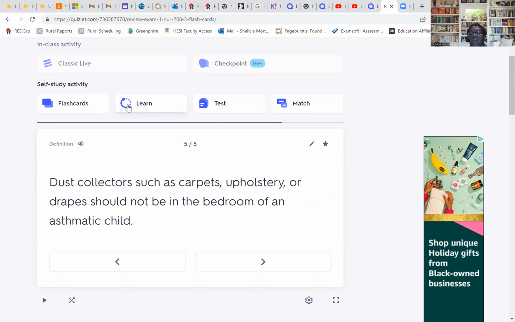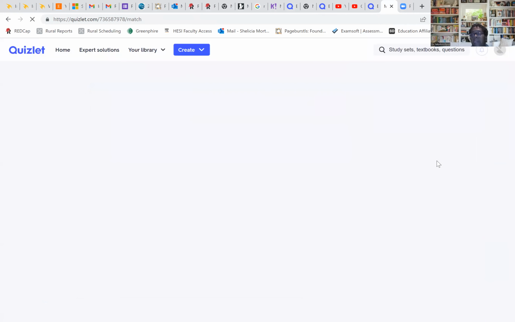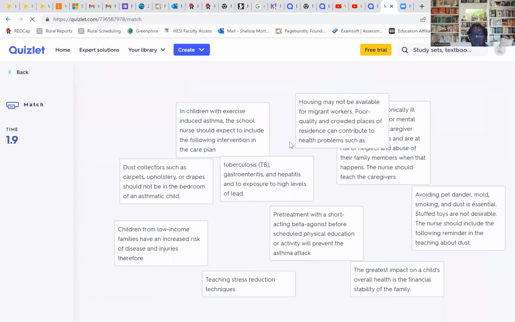So let me just demonstrate for you an example of how to use this information. So we went through the flashcards. If we click match, okay, so children from low-income families have an increased risk of diseases and injury. So we're trying to match the question with the intervention or the correct answer.